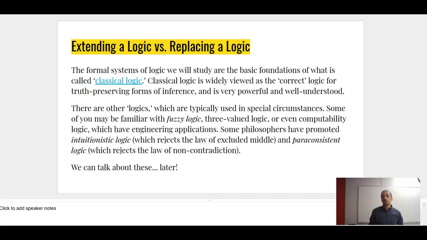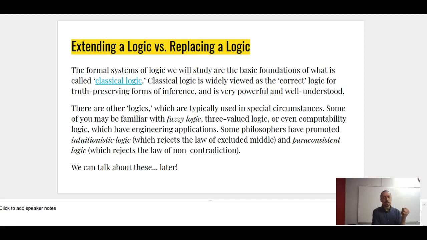Most people think classical logic is the right one, and that the other ones are not about truth in the right way. They're about something else. Some of you might be familiar with fuzzy logic in engineering. There's also three-valued logic, where you have true, false, and something else, typically indeterminate. There's computability logic, quantum logic, intuitionistic logic, which rejects the law of excluded middle, and paraconsistent logic, which says there are true contradictions. We can talk about all these different forms of logic later.